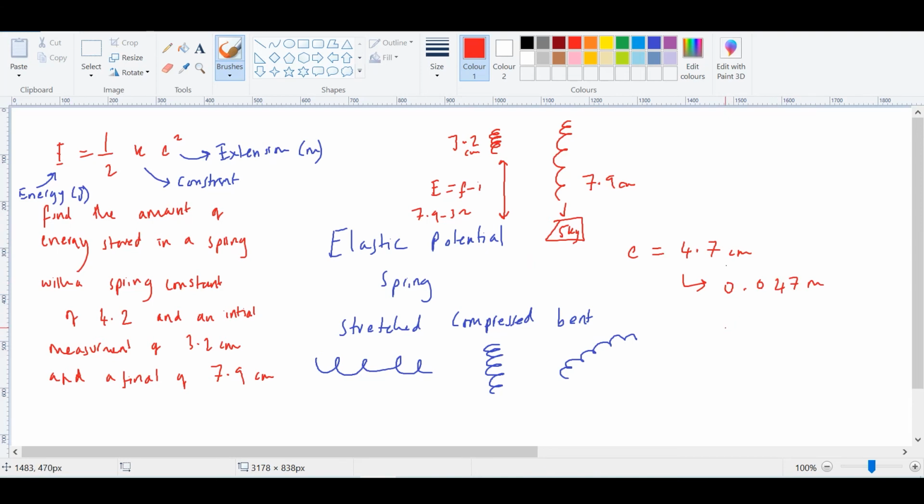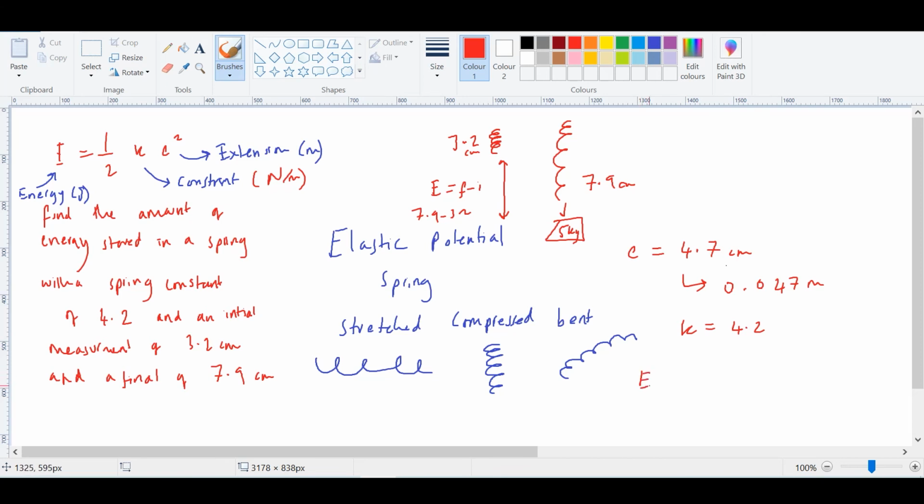The constant is the constant. It's 4.2 newton meters. The unit for the constant is newton meters. There's nothing that we can change for that. So we know k equals 4.2. Then we just sub it into the formula.